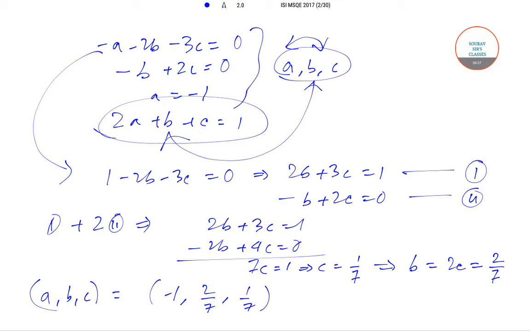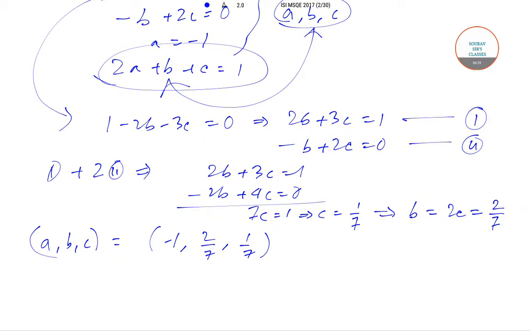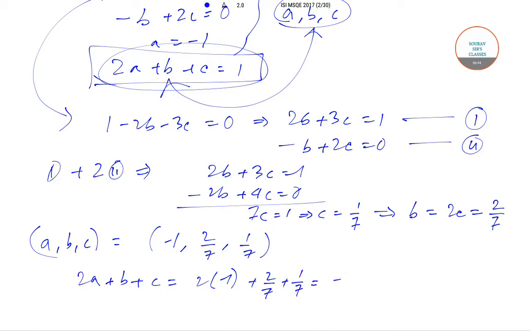So we have found out that a, b and c are equal to minus 1, 2 by 7 and 1 by 7. Now if we try to put these values in the fourth equation, that will give us 2a plus b plus c equal to 2 into minus 1 plus 2 by 7 plus 1 by 7, that will be equal to minus 2 plus 3 by 7, that will be equal to minus 14 plus 3 by 7, which is minus 11 by 7, which is not equal to 1. So the fourth equation is not satisfied.